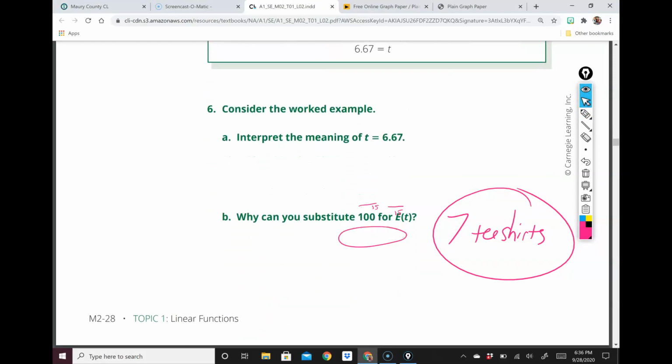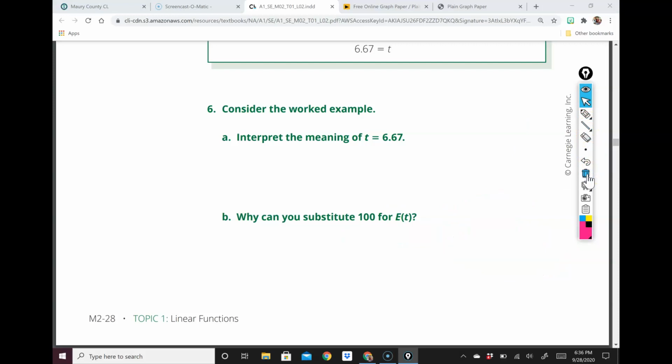6b, why can you substitute 100 for ET? Well, 100 is the profit that we want. And remember, ET is the profit. T was the number of t-shirts, and ET was our profit.